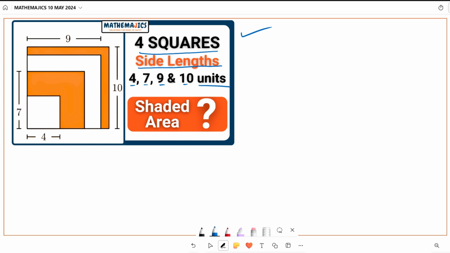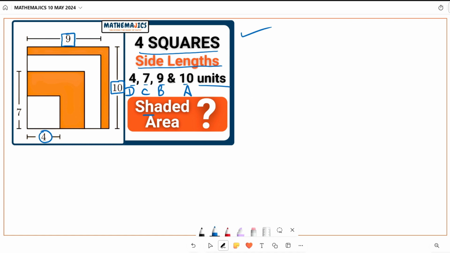So let's name these four squares first. Let the square with the largest side be square A, and consequently we will have this square with the side length 9 be square B. Let the square with side 7 units be C, and the square with smallest side length 4 be square D. Okay, so like this I have named these squares.